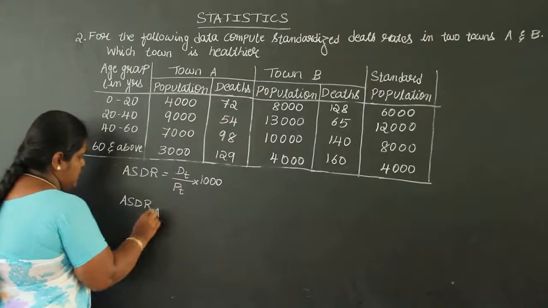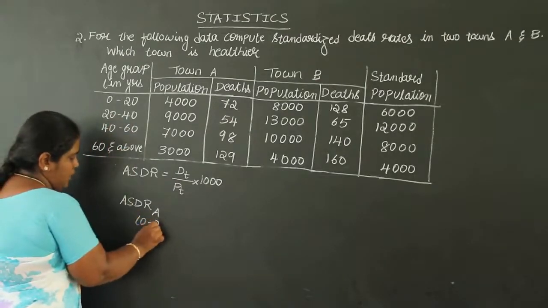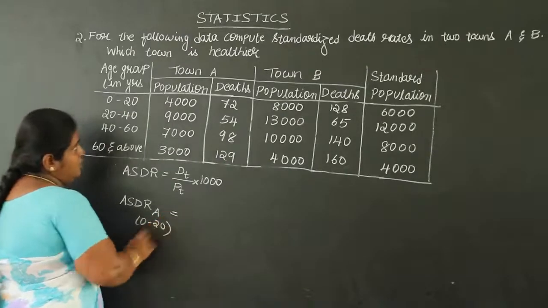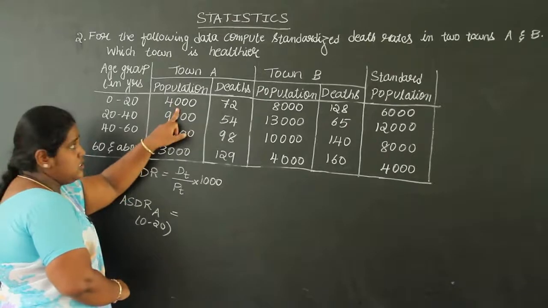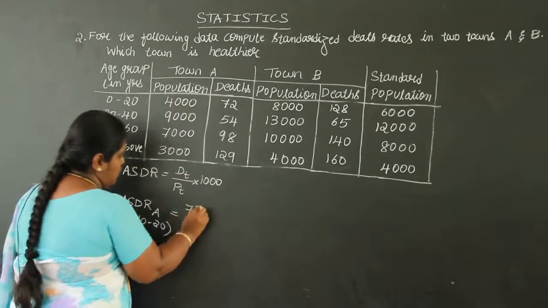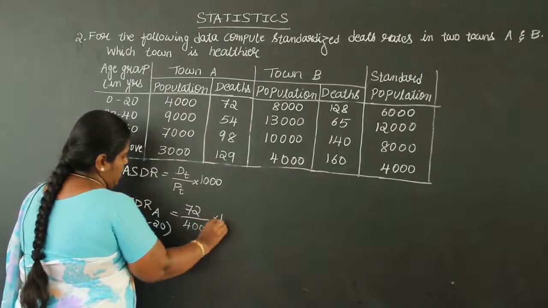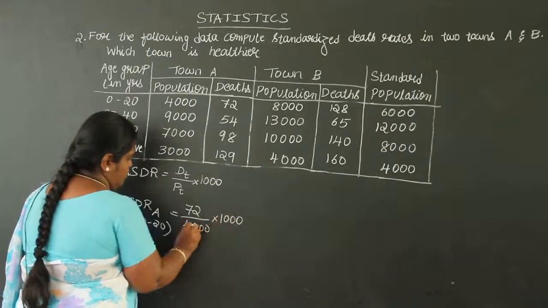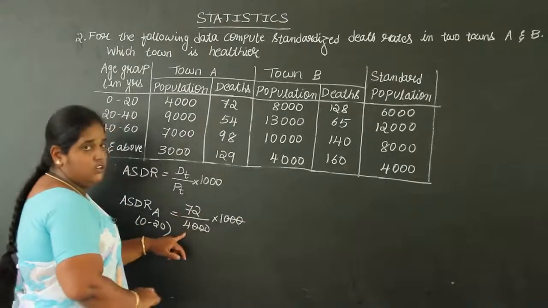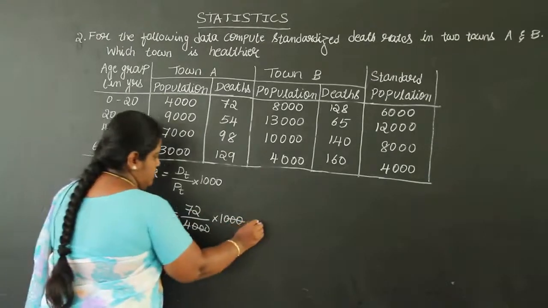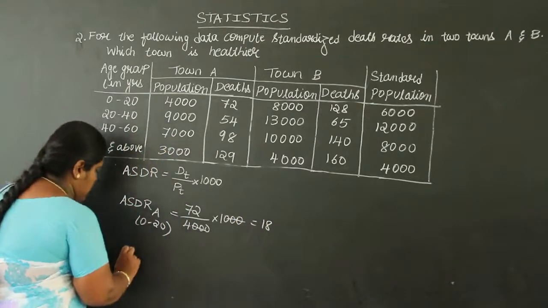So first, ASDR of town A for the age group 0 to 20. For 0 to 20, what is the death? It is 72 and the population is 4000. So 72 divided by 4000 into 1000. You can cancel the 1000 and 1000, and we will be remaining with 72 divided by 4. So 4 18s is 72. So the answer is 18.